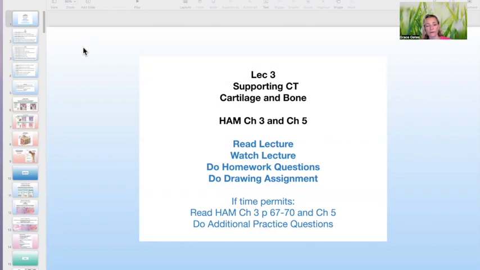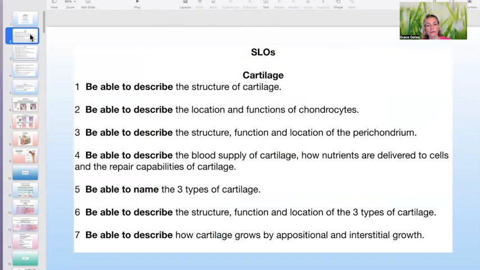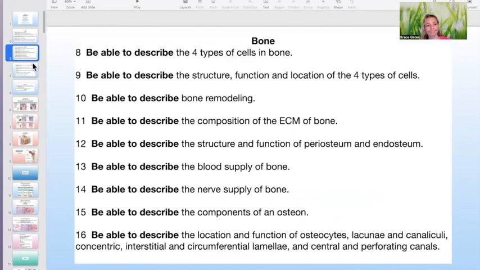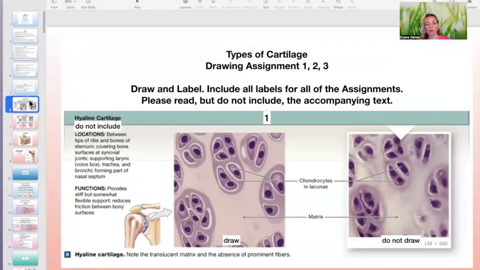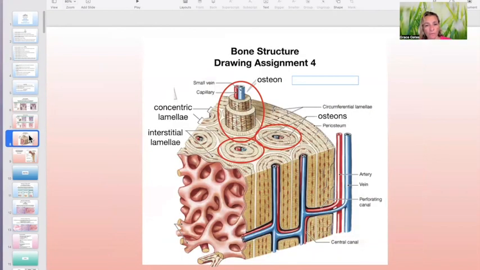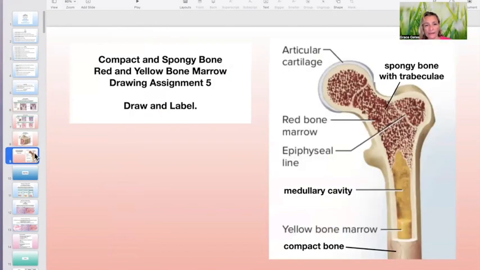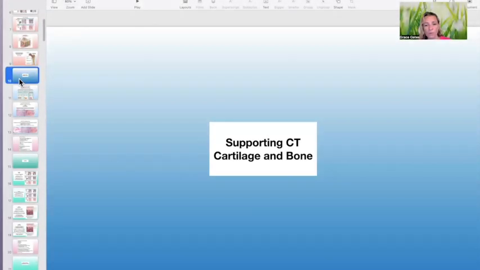Lecture 3, Supporting Connective Tissue, Cartilage, and Bone. This lecture is based on Martini's Chapter 3 and 5. The learning objectives are organized into cartilage and bone. The drawing assignments are 3 types of cartilage: bone structure, compact and spongy bone, red and yellow bone marrow, supporting connective tissue, cartilage, and bone.